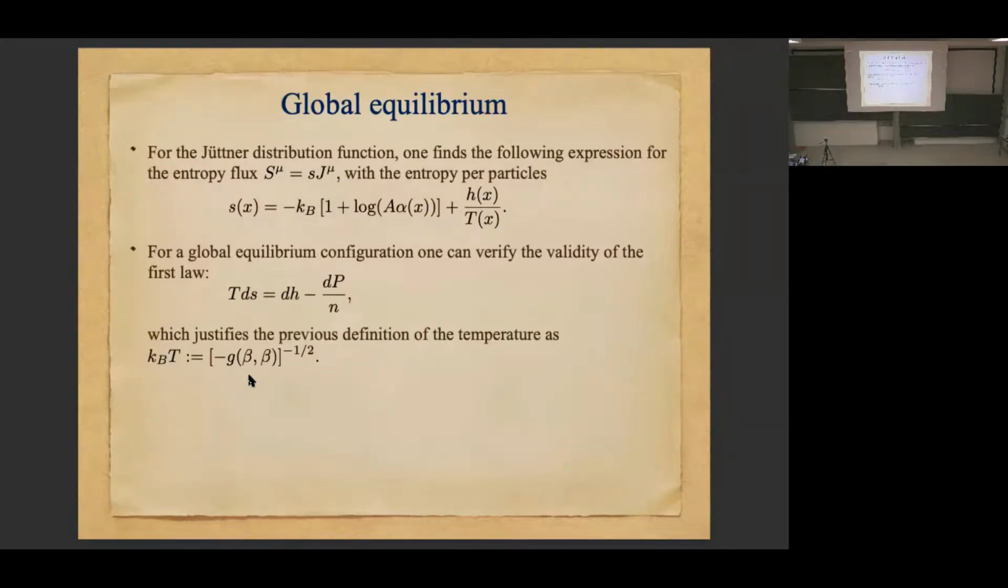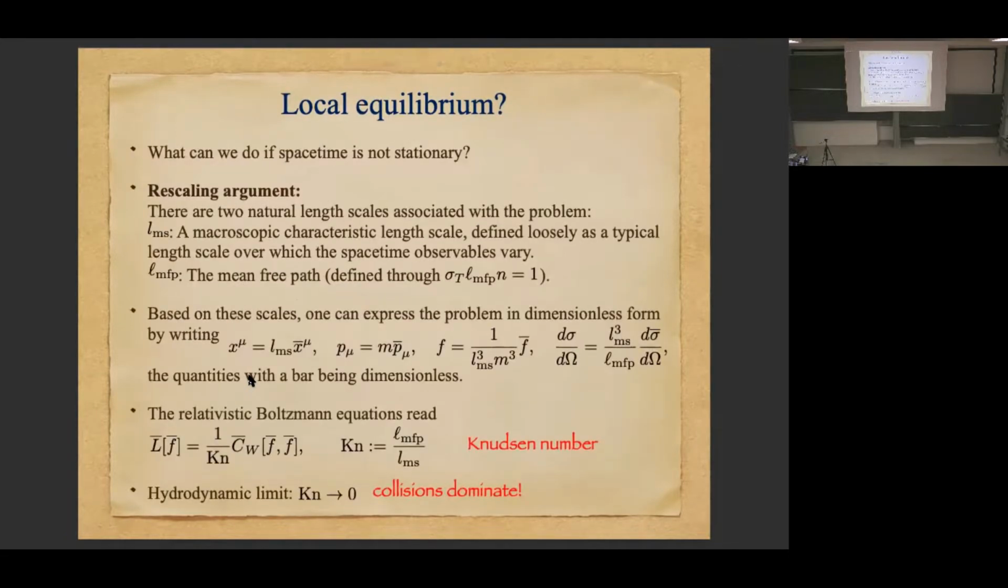All right, so okay, now if you have the Jüttner distribution function, then you can also compute the entropy flux. And you will find that the entropy flux is proportional to the particle flux. And this is the entropy per particle you can compute. And the nice thing you can show, with the previous definition of the temperature, the example I showed you last time, which was kind of formal, is that this formal definition is actually a good one, because you get the first law of thermodynamics that kind of justifies this definition for the temperature in this case. Okay, now let me finish.